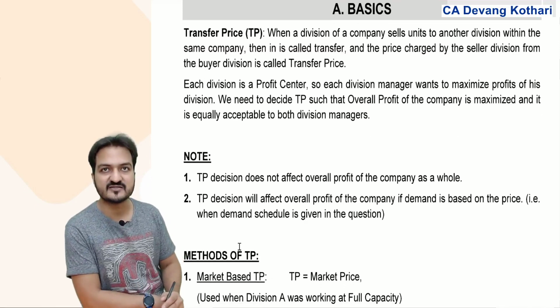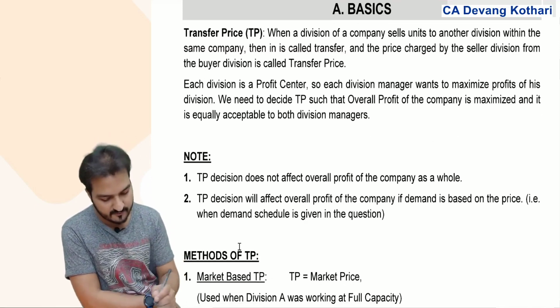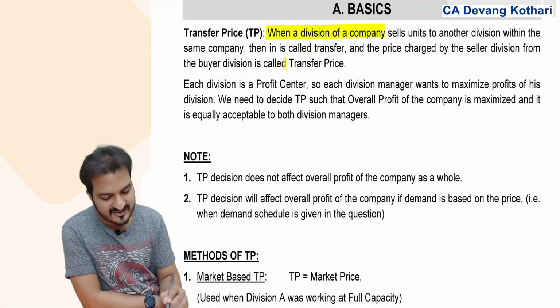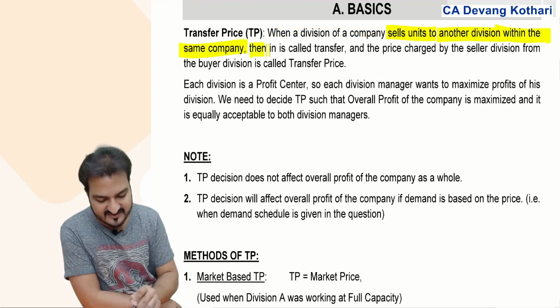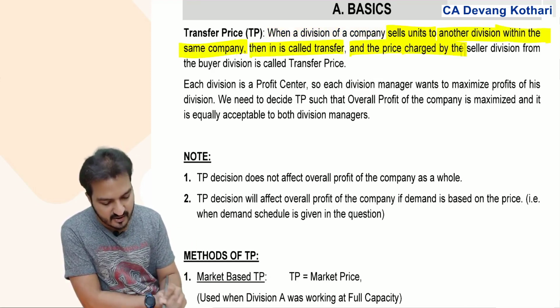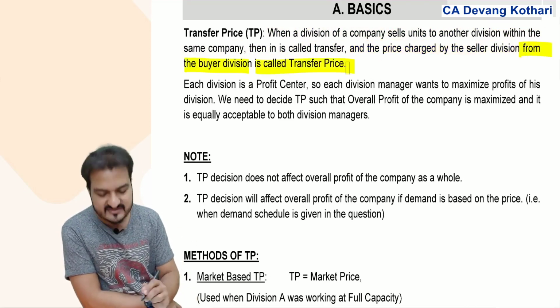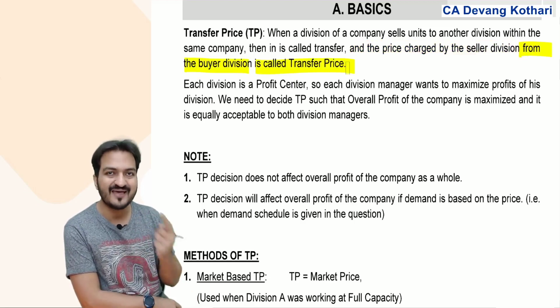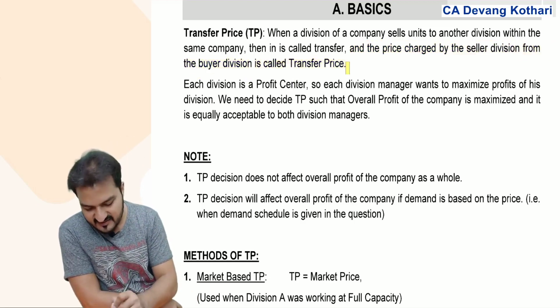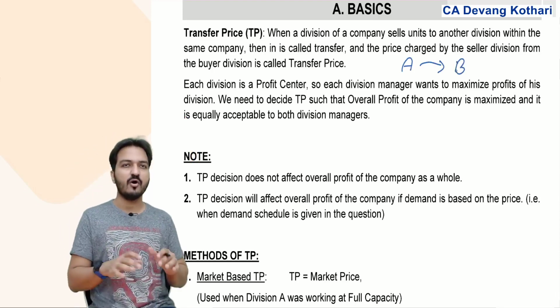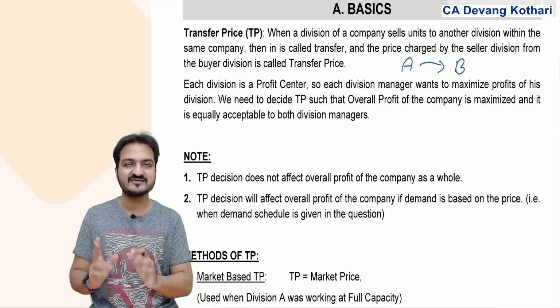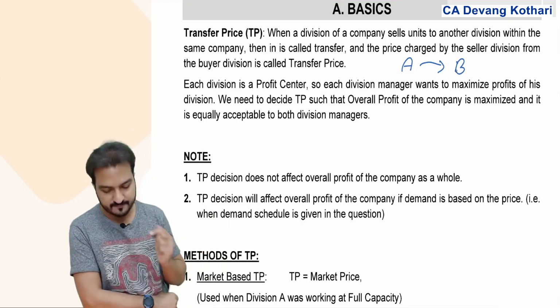First, some initial basics. What is the transfer pricing chapter about? Well, when a division of the company sells units to another division within the same company, this is called a transfer. The price charged by the seller division from the buyer division is called the transfer price. Now, in all my examples, I will say that division A is selling units to division B. So for all my examples, consider division A the seller division and B the buyer division.